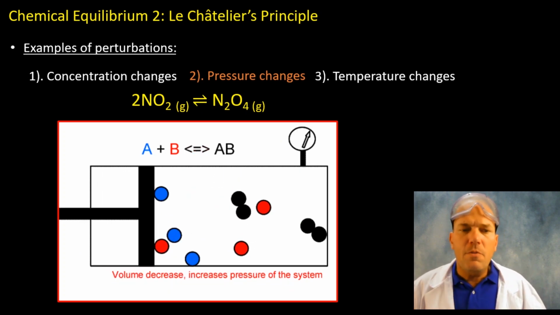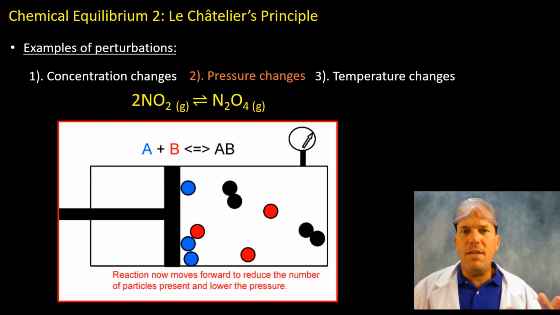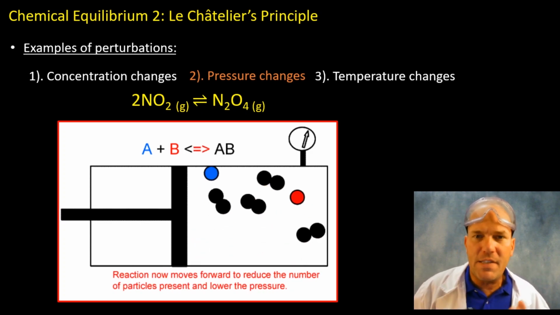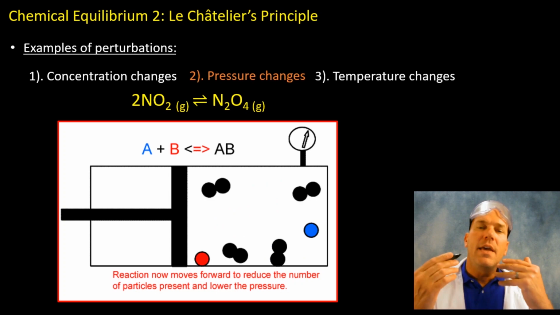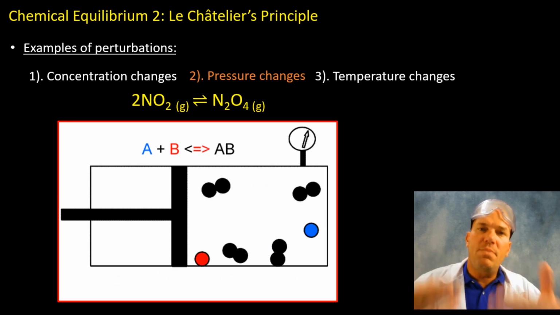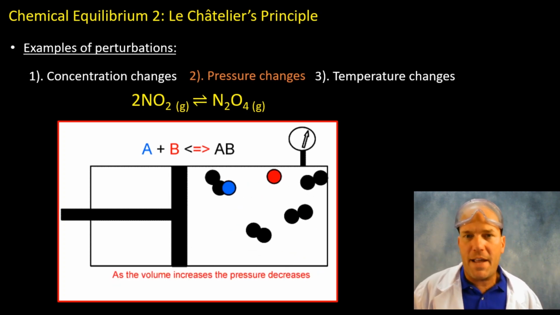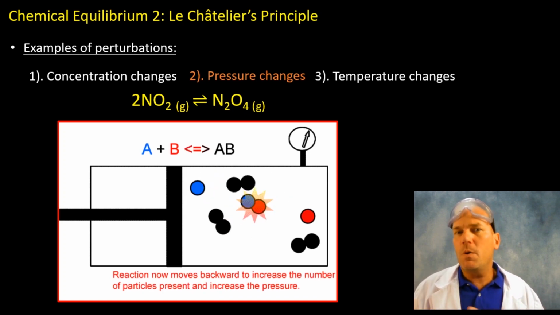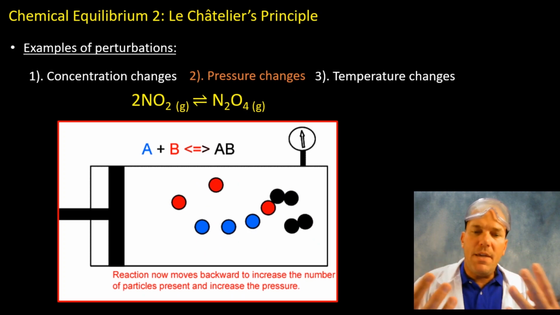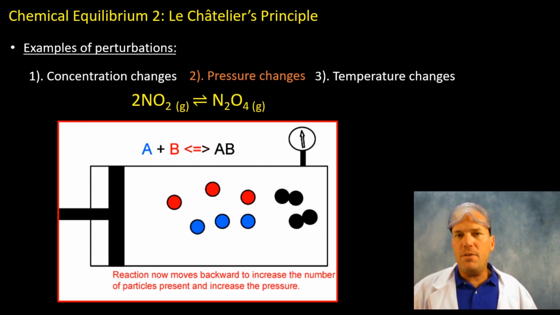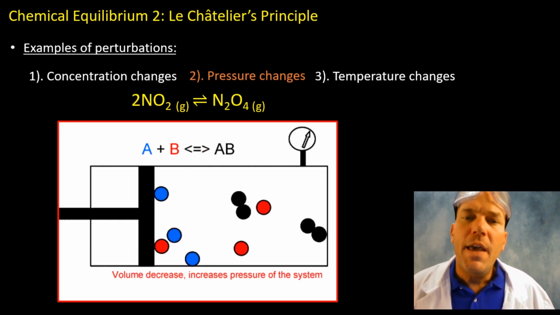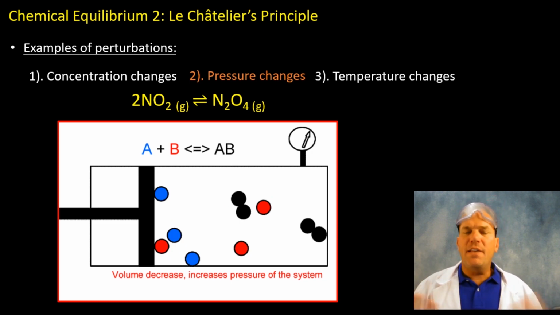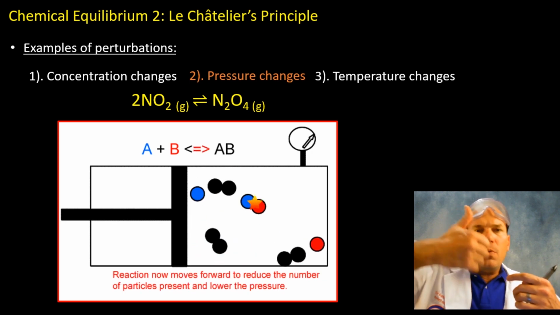So here we have moles of A plus moles of B yield a product. The product is AB, denoted as 2 black molecules as the reactants. So A is blue, B is red. Product in the forward reaction is AB, shown in black. So here we have a decreased volume. As the system is perturbed, as volume decreases, pressure goes up.